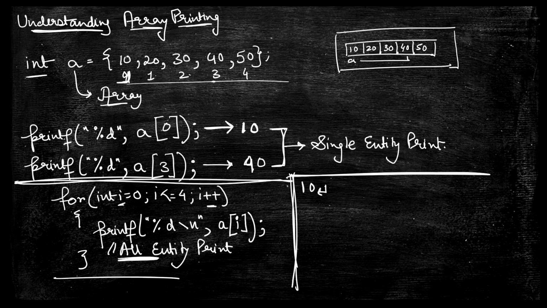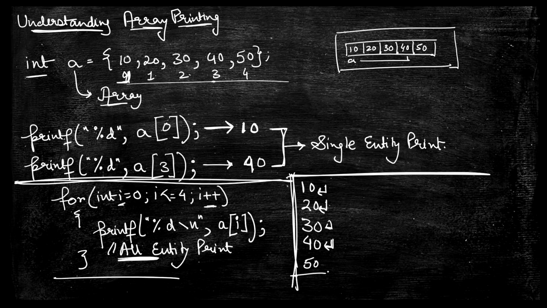So what is a of i? A of 1, I'm sorry. So a of 1 is 20. 20 gets printed. After that i increments to 2, then a of i becomes 30. After that it increments again, from 2 to 3. What is a of 3? A of 3 gives us 40, and like this at the end we get up to 50.